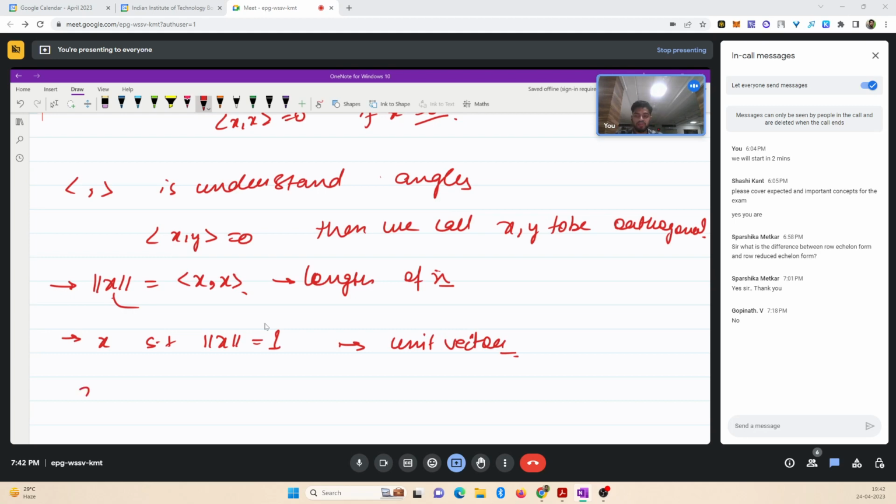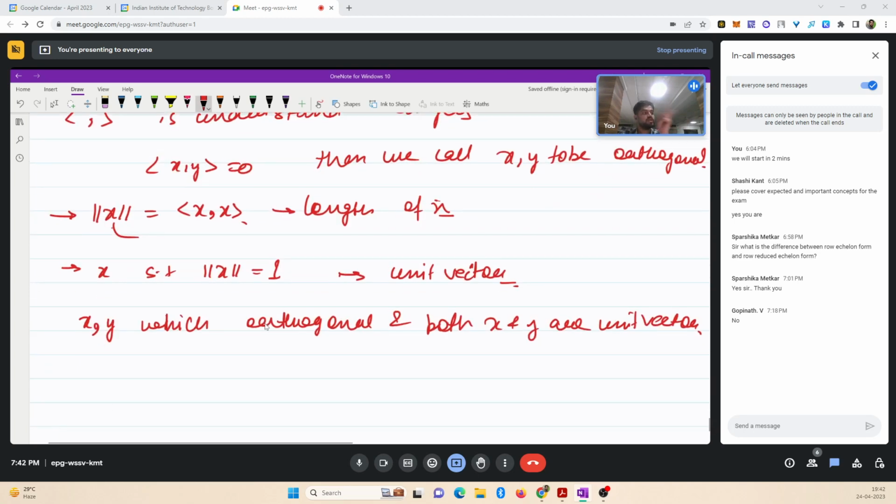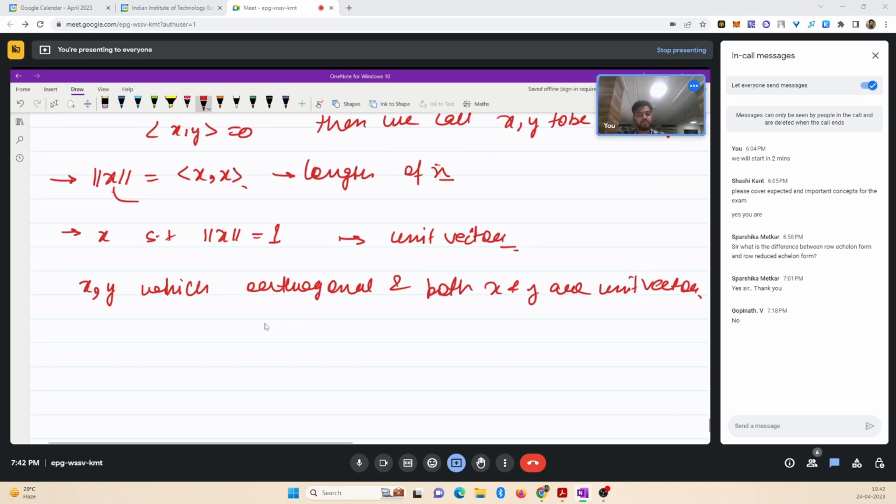Now, let's say you have two vectors x and y which are orthogonal, and both x and y are unit vectors. That is, the angle between x and y is 90, or you can say orthogonal, and the norms of x and y are both 1. That is, the inner product of x with x and of y with y is 1. Then x and y are called orthonormal.